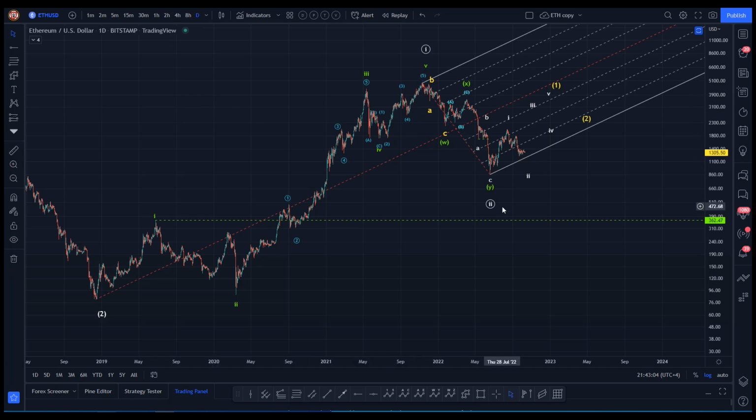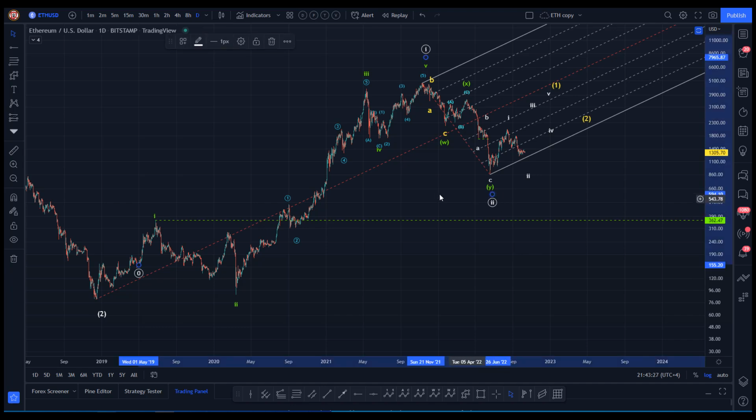Now, we get into some of the complexity of the correction, right? And then the non-Elliott trader, their eyes glaze over. But for people that are into it, it's always the question, can we solve the puzzle? Can we solve the puzzle with the pieces we're given and the rules and guidelines? Well, this is a pretty good looking count at solving the puzzle.